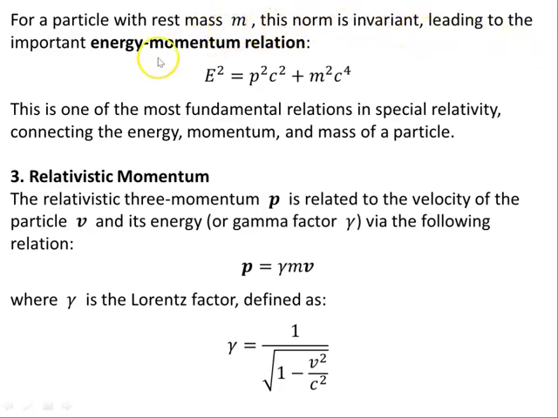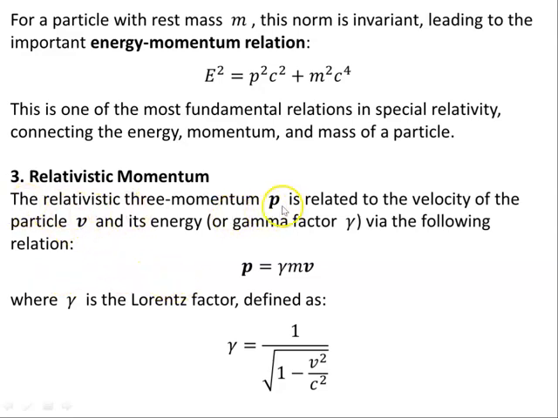This norm is invariant, leading to the important energy momentum relation. E squared is p squared c squared plus m squared c to the 4. This is one of the most fundamental relations in special relativity, connecting the energy, momentum, and mass of a particle. All right, relativistic momentum.